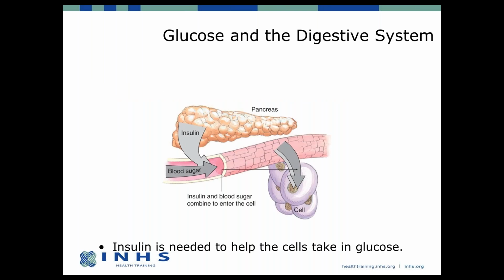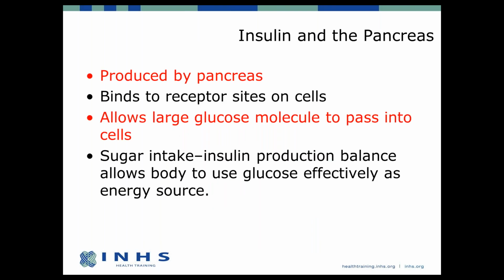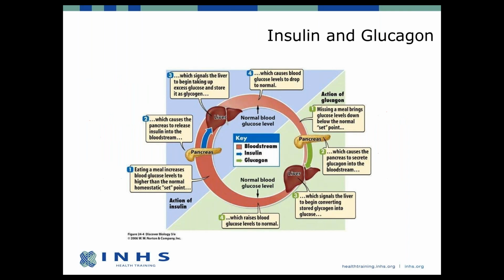Well, obviously, if your pancreas isn't producing the insulin, then your body can't transfer it out of your bloodstream into your cells, and it's not using energy. Or if your body's just not using the insulin properly, it also can't make that transfer. The insulin is produced by the pancreas and allows those large glucose molecules to pass into the cells. Sugar intake, diet, balance, exercise, and all those things play an active role in this entire process.